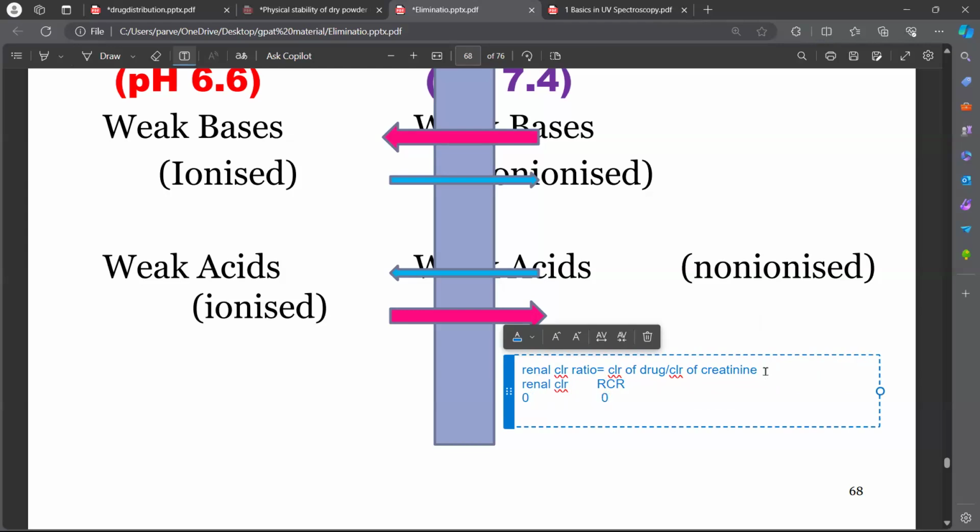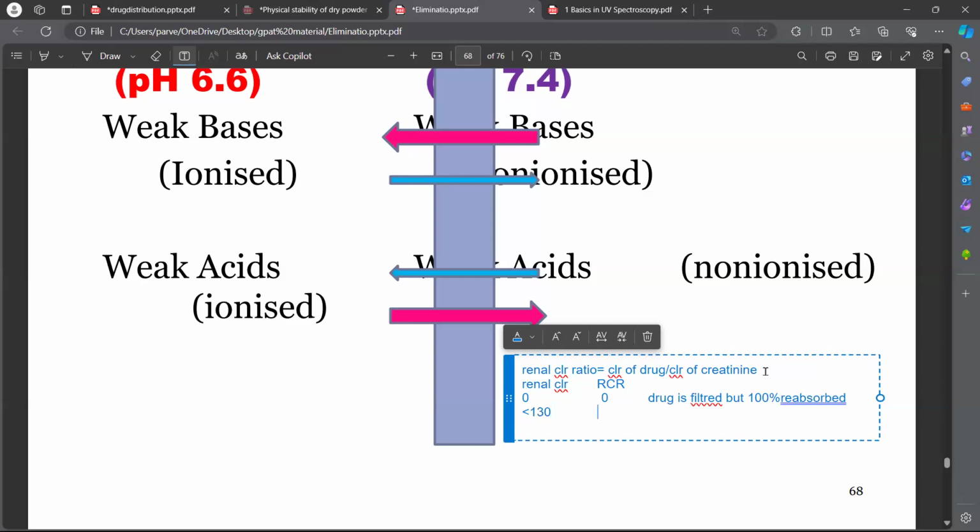Then the drug is mainly filtered and reabsorbed. Basically, the drug is not getting cleared from the body. So the drug is filtered by the GFR, but it is totally 100% reabsorbed. Next, if it is less than 130, then the ratio ranges from 0 to 1, depending upon the value which is less than 130. The drug is filtered and partially reabsorbed.